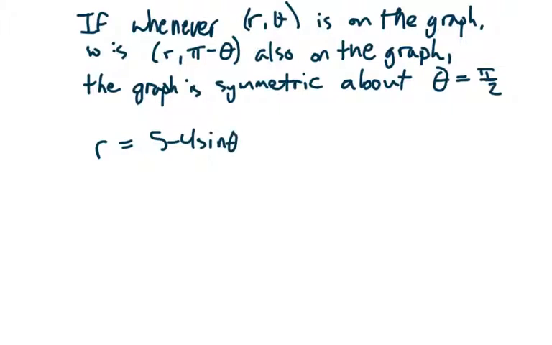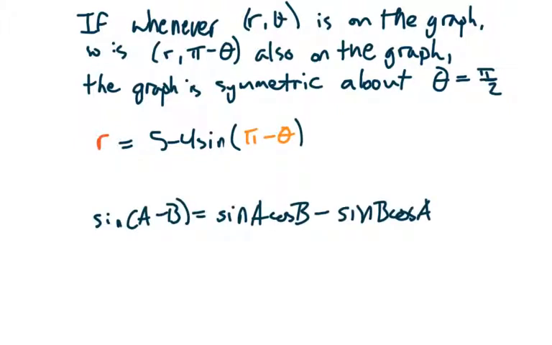Now we want to replace r with r. Okay, that's easy. And we want to replace theta with pi minus theta. That's a little trickier. Recall that the sine difference angle identity is going to be sine of the first times cosine of the second minus sine of the second times cosine of the first. This is minus, this is minus. That is how it works for sine.